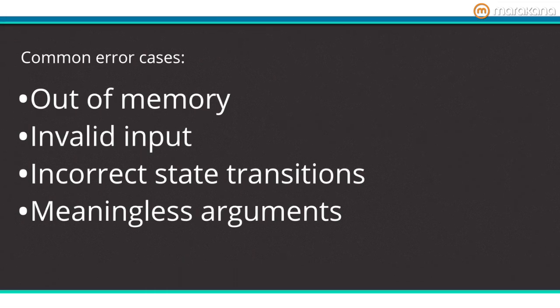Dart uses exceptions when an error or other exceptional event occurs inside your program. When a situation arises that cannot be handled by the program or runtime, for example, when the system runs out of memory or invalid input was provided, normal program execution stops and an exception is created. This exception object is then thrown down the call stack looking for someone to catch it. If no code handles the exception, the program exits. Common error cases include out of memory, invalid input, incorrect state transitions, meaningless arguments, and more.